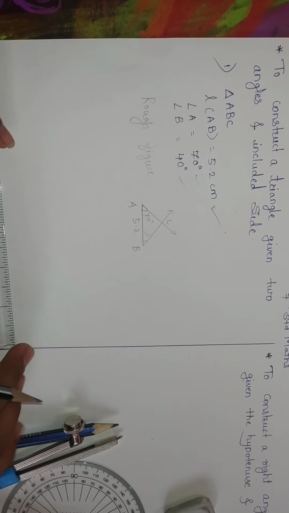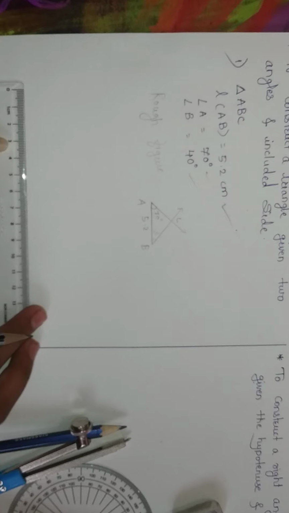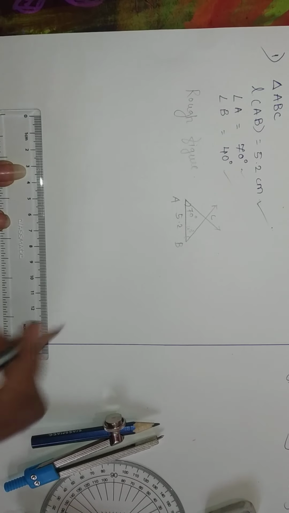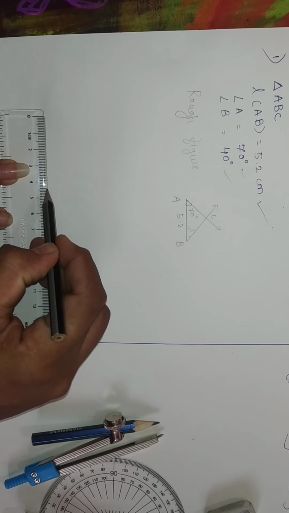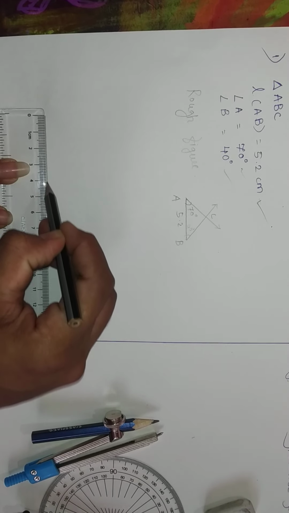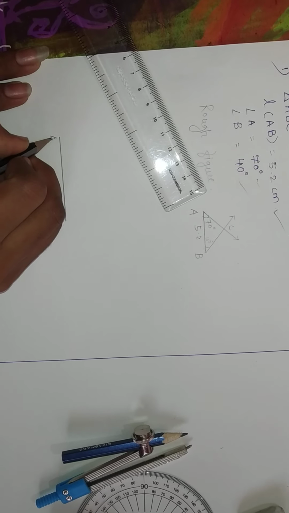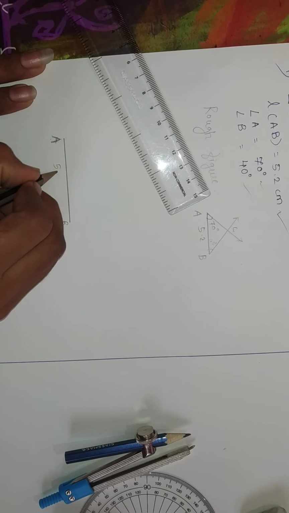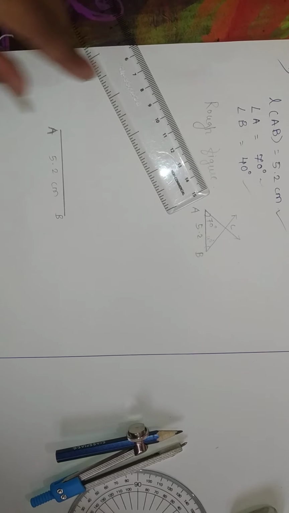Now pay attention. First of all, we have to draw the line. Line AB is given as 5.2, so with the help of the scale, take a 5.2 measurement. Give the names A and B, 5.2 centimeters. Now the next thing.